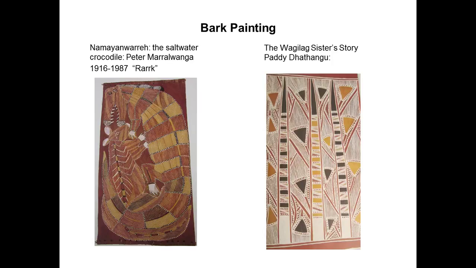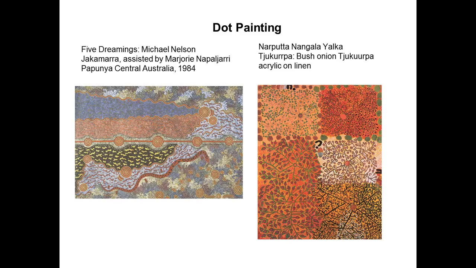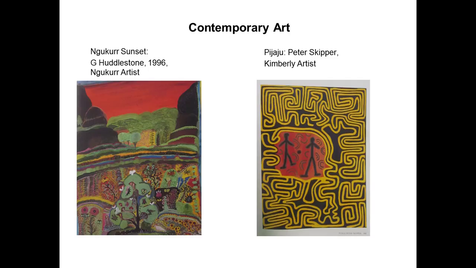There's some examples of bark painting, dot painting, and if you've ever had a go at dot painting, you'll acknowledge just how difficult it is. And if you haven't had a go of it, I really suggest you have a go, and to use the back of a paintbrush. It is extremely difficult, and how they get all those dots the same size that many times is absolutely unbelievable. The fine motor control is phenomenal. Contemporary art.